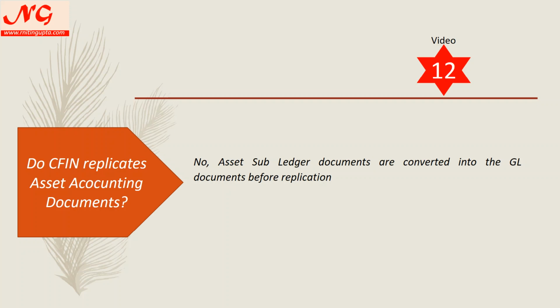So your value will come, your P&L and balance sheet reporting would be correct, but the only thing is you will not get your sub-ledger asset accounting reporting from CFIN. That's a very clear answer. A lot of times this confusion happens and customers ask: if my asset is not going, how do I report my balance sheet? So you can report your balance sheet, your P&L, your vendor balances, your customer balances. The only thing you cannot report is asset accounting sub-ledger details.